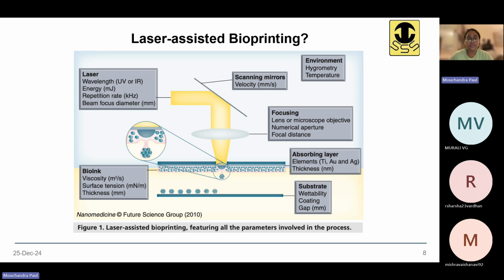So now I'll go into more detail in explaining how the droplets are forming from the ribbon, and how the laser is helping in forming the droplets, because that is the more interesting aspect, and that is not what we have seen in other bioprinting techniques, right?